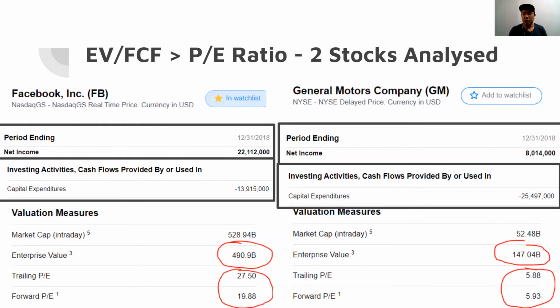As you can see over here, General Motors, they've got a net income per year of about $8 billion. But in order to make that $8 billion, they have to spend almost $25.5 billion. So what we're looking at here is basically for every $8 that they make, they have to spend 25 to make that $8, which is terrible value. So we as shareholders will actually never get paid.